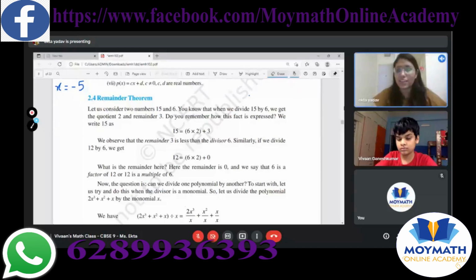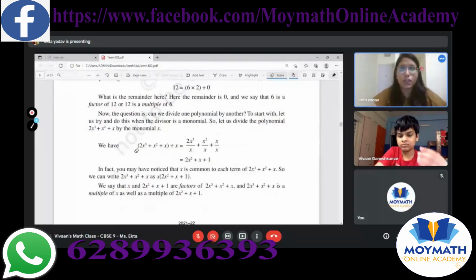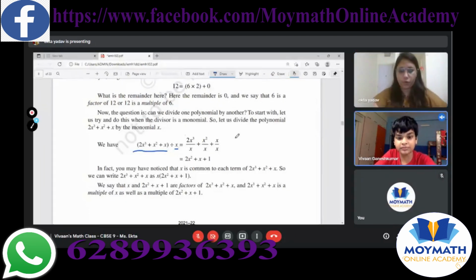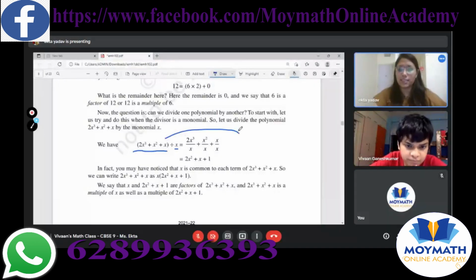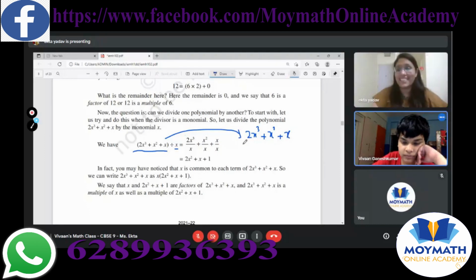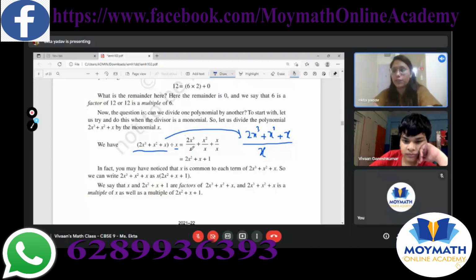First they have given a very basic example. They have divided a normal polynomial with just one variable called x. You can write this simply, just like we write numbers: 2x cubed plus x squared plus x. What is the second term of this polynomial, Vivaan? X squared is the second term. X is the third term. Divided by x, they separate the denominator: 2x cubed by x plus x squared by x plus x by x. So we get this as an answer.